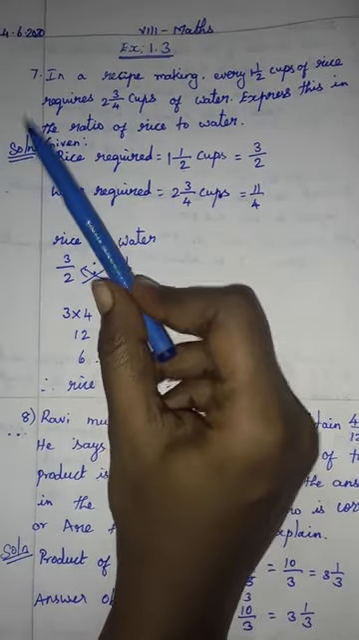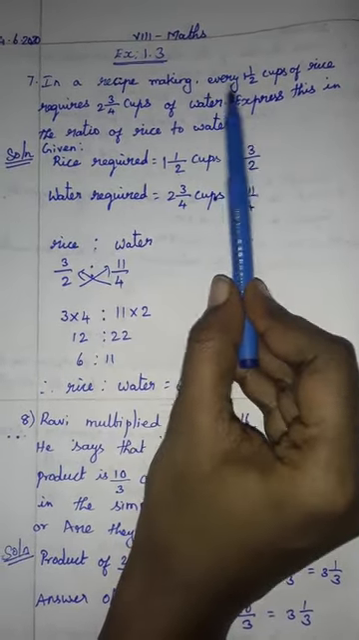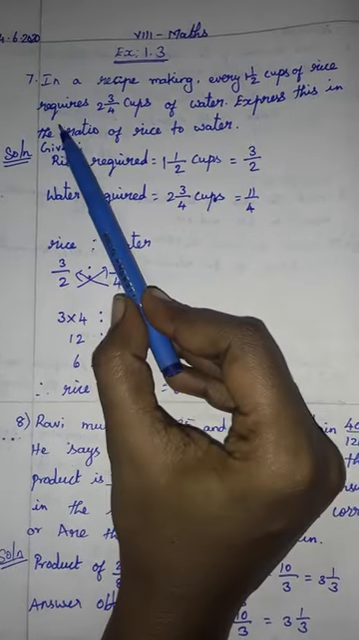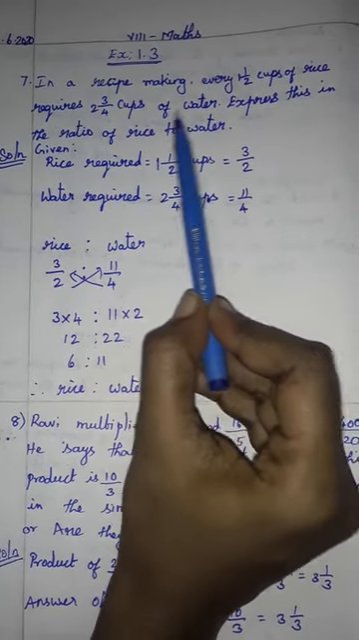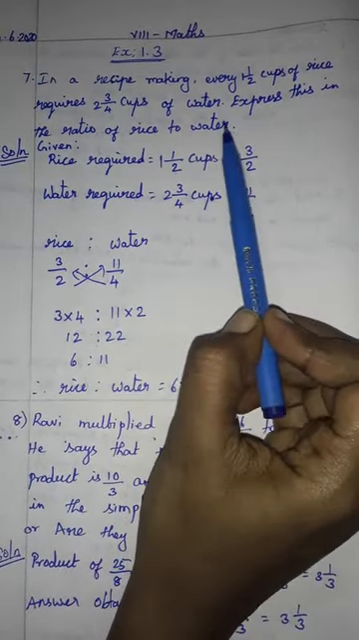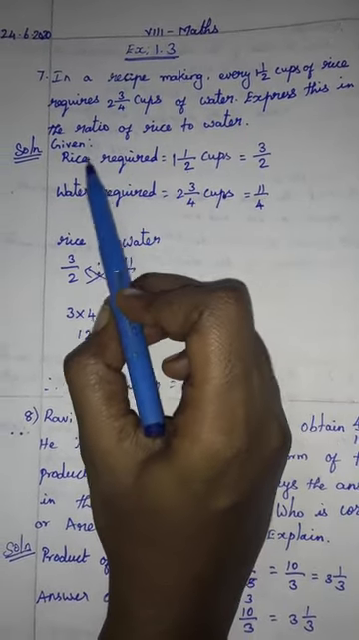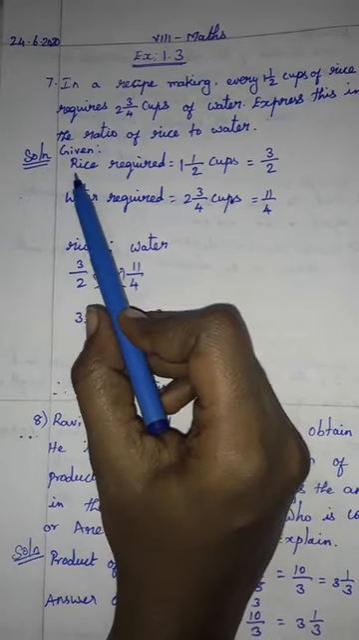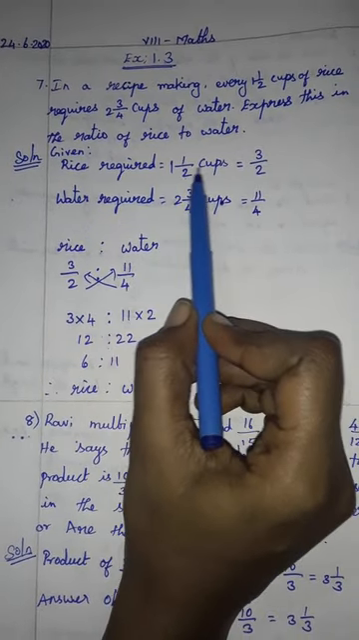On that seventh sum, in a recipe making, every 1 by 2 cups of rice requires 2 3 by 4 cups of water. Express this in the ratio of rice to water. For that, first you have to write the given. Given rice required equal to 1 by 2 cups.